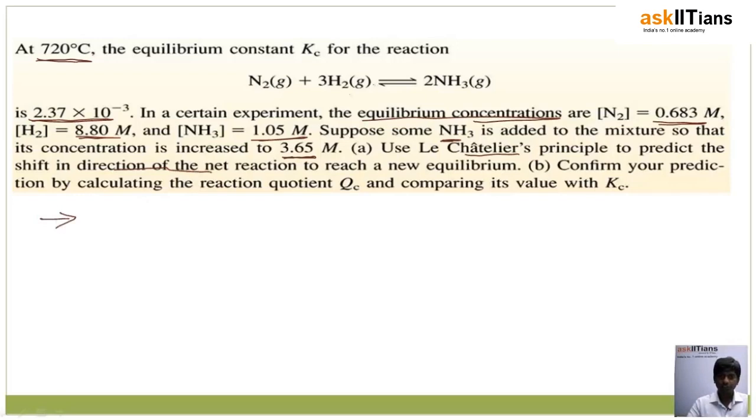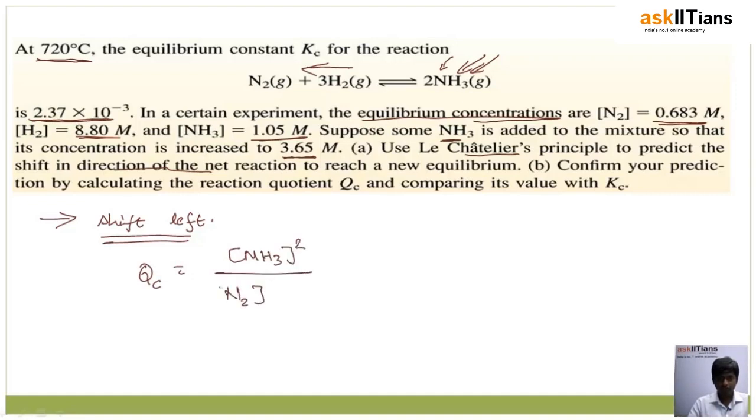Can I say, since ammonia is added, that means product is added, so the reaction will shift left. Why? Because ammonia is a product, you add product, the reaction will move this way, according to Le Chatelier's principle. Now they are saying, can you confirm this based on your calculation of Qc? I said yes, why not? Let us make it Qc. Qc will be the NH3 concentration squared by the nitrogen concentration to the power 1 by the hydrogen concentration to the power cube. No problem with that.